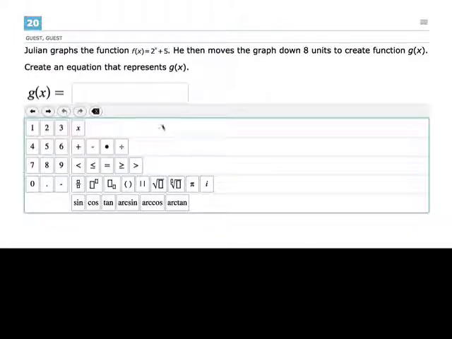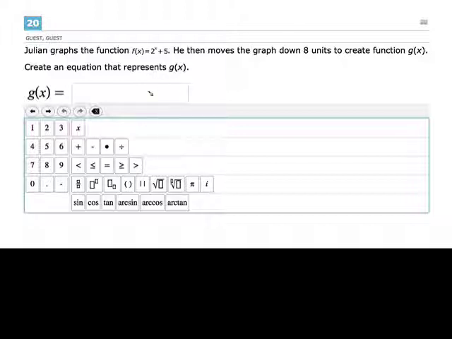And finally, Julian graphs the function f of x equals 2x squared plus 5, not x squared, equals 2 raised to the x power plus 5. He then moves the graph down 8 units, creating the function g of x. Create an equation that represents g of x. Well, the y-intercept changed because he moved it down. How far did he move it down? He moved it down 8.